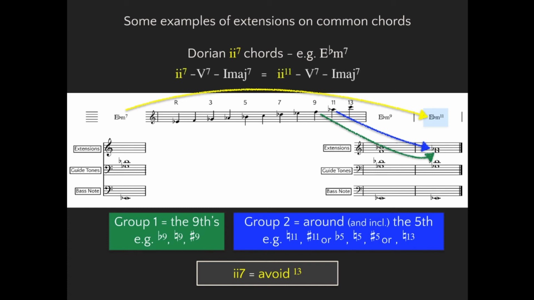Remember that whilst the chord is spelt differently, it still has the same function in a major 2-5-1. So you can replace the 2 minor 7 with 2 minor 11 in a major 2-5-1 chord.